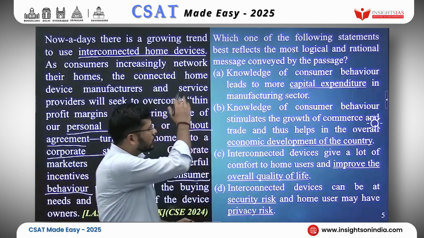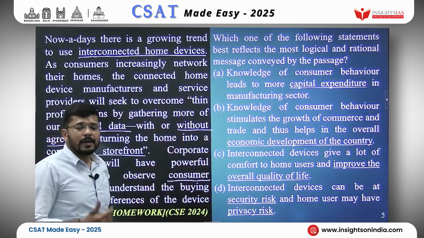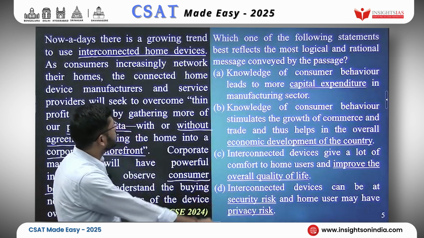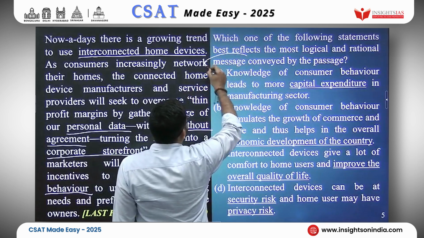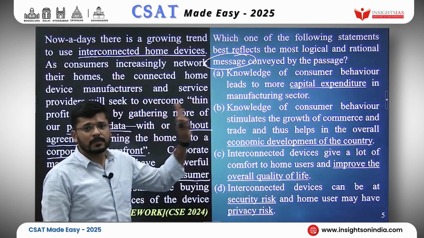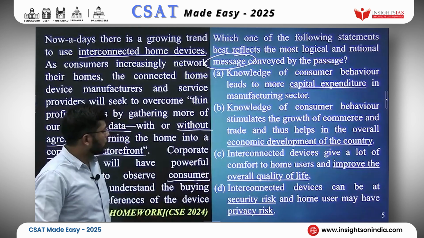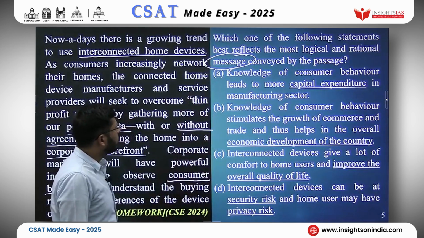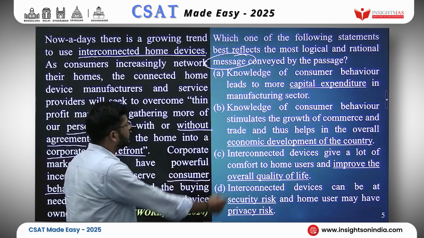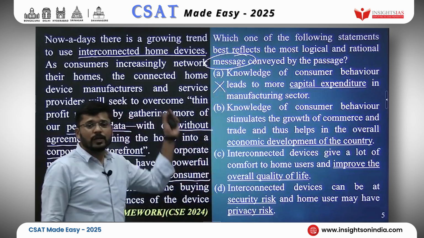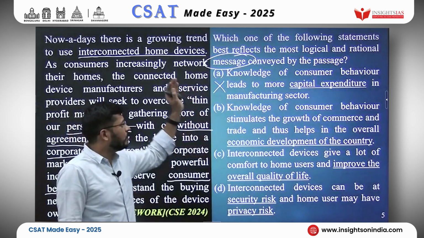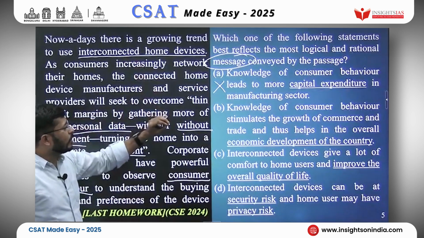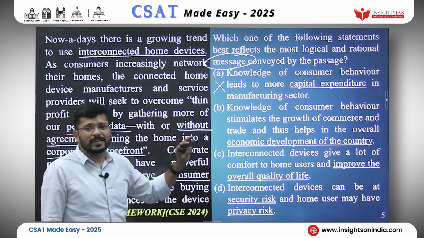Okay, this was the passage, and let's read the question and eliminate the options and arrive at the correct option. Which one of the following statements best reflects the most logical and rational message conveyed by the passage? Let's read the options now. Knowledge of consumer behavior leads to capital expenditure in manufacturing sector. I will reject this one. There is no talk about capital expenditure or revenue expenditure in any manufacturing sector or in any other sector.